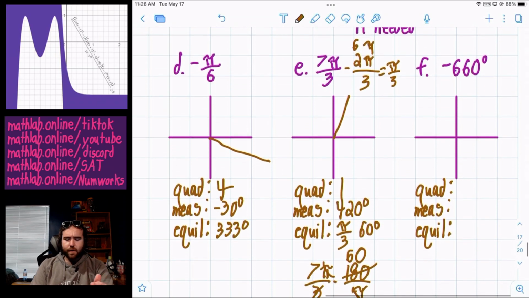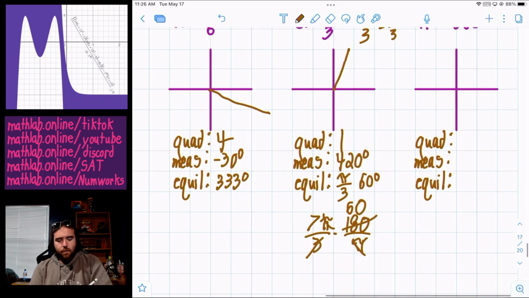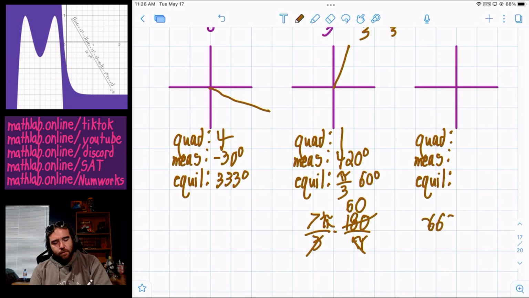Oh, this is a big one. So let's first off convert it into radians. Let's just do it like this. Pi over 180. Cancel, cancel. We'll cancel the 6, leave an 11. So it's negative 11 pi over 3.